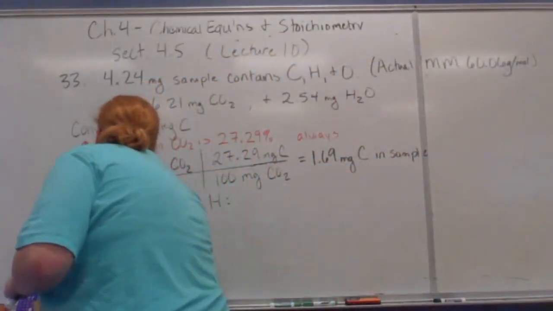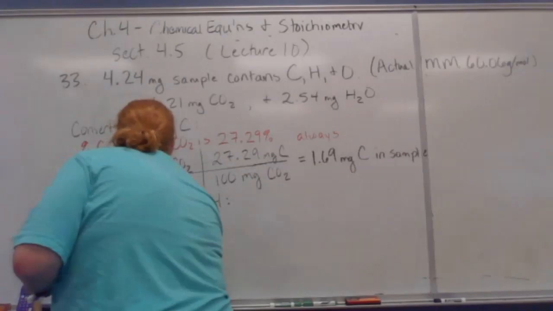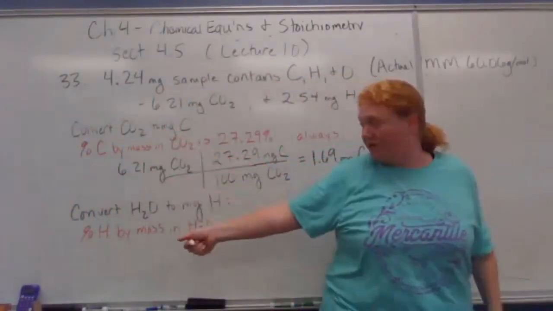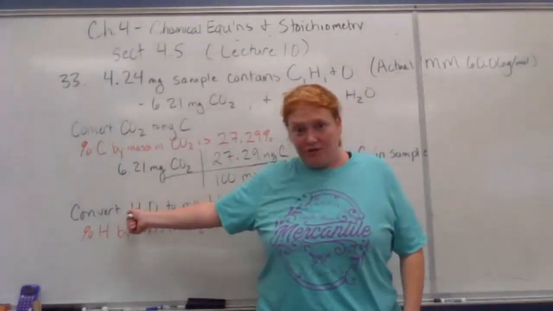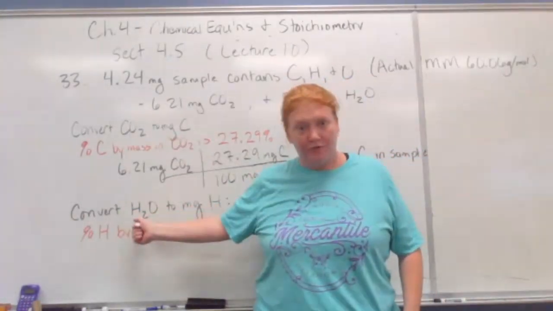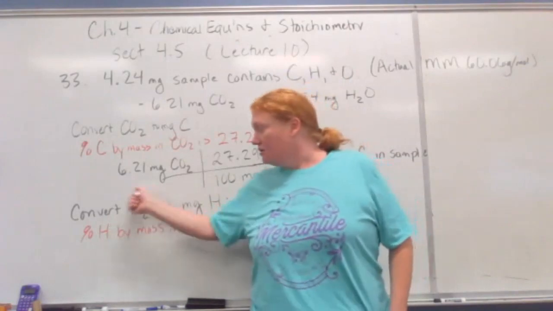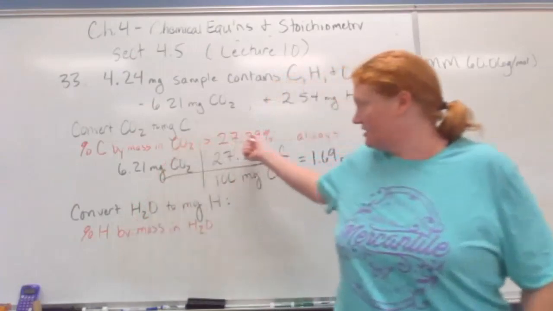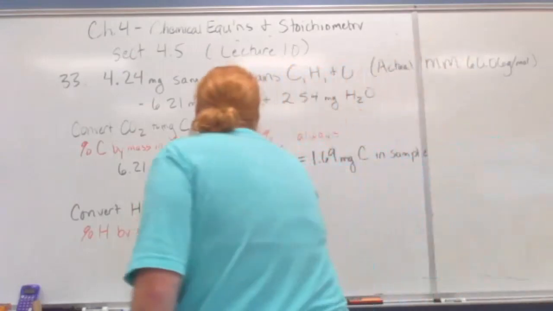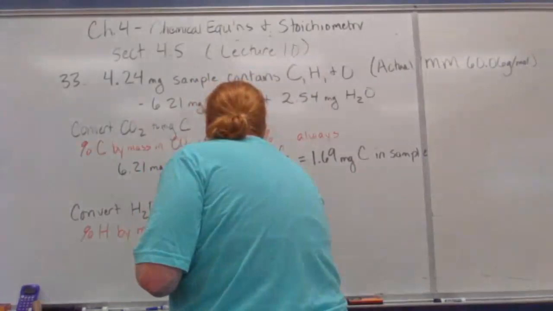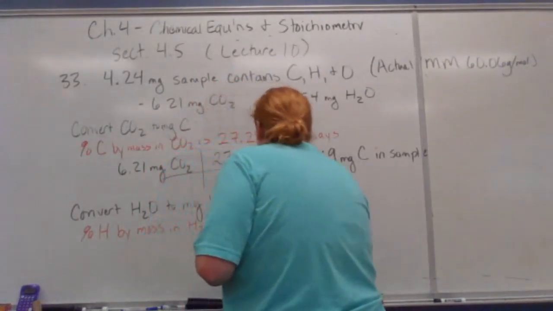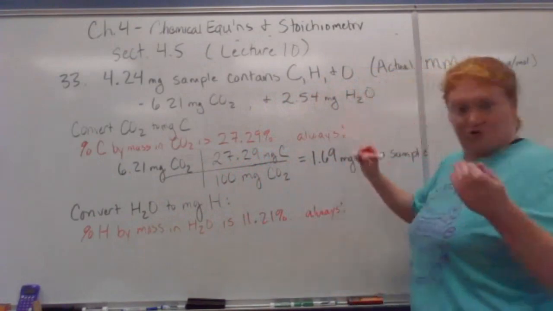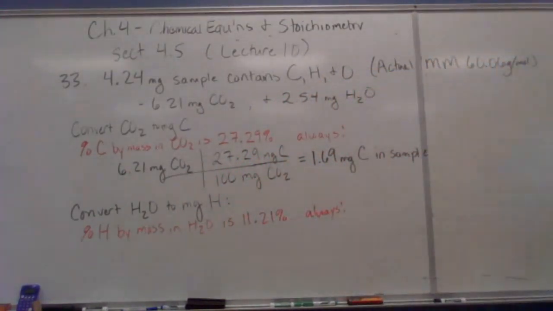If you're going to do it this way, use the percent hydrogen by mass in water. Remember, how do you find these percent by masses? There are 2 hydrogens, so you take the molar mass, 2.02, divided by the total molar mass, 18.02, times 100. That's how I got these percentages. Percent by mass of hydrogen in water is always 11.21%. Again, that's always true. You don't have to solve that over and over again.